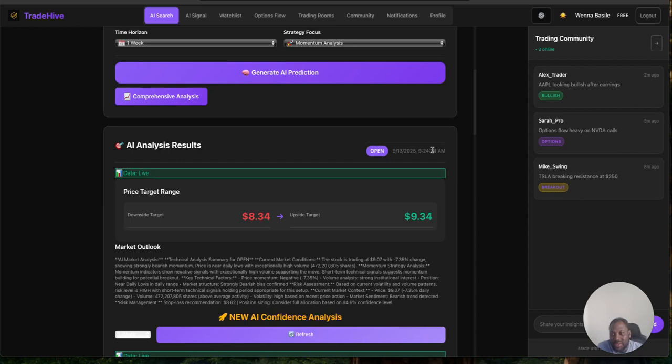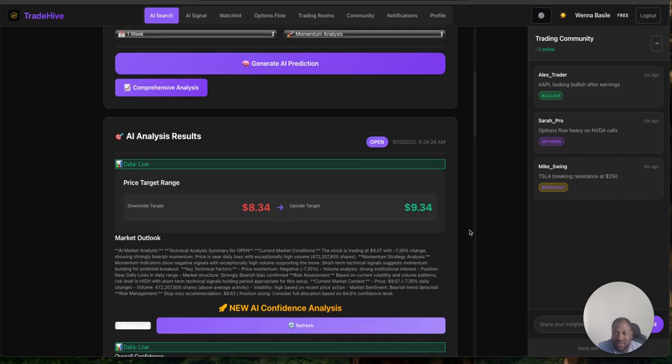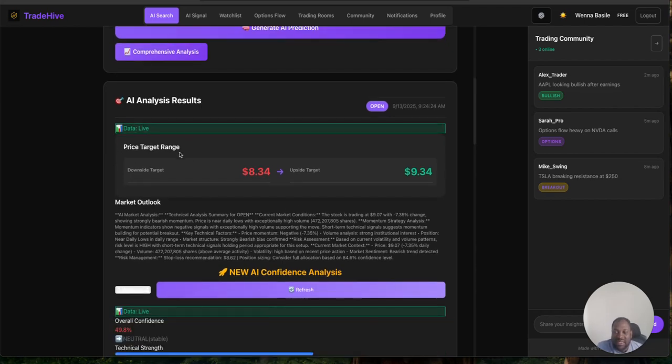I'm recording this, and it gives you the price target range, right? And it tells you that the data is live. So the data you are looking at is live. It's not like one week old data or so. And it gives you a price range. So the price range is basically the lowest and the highest price, right?